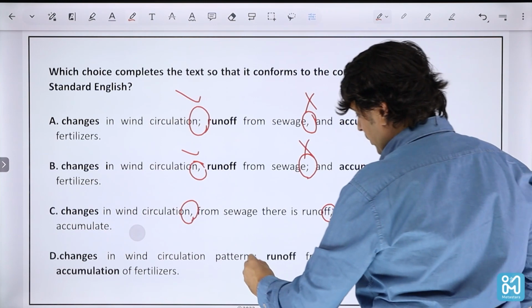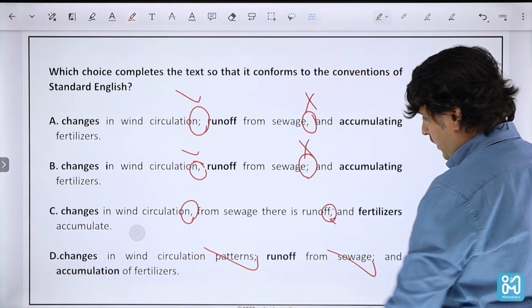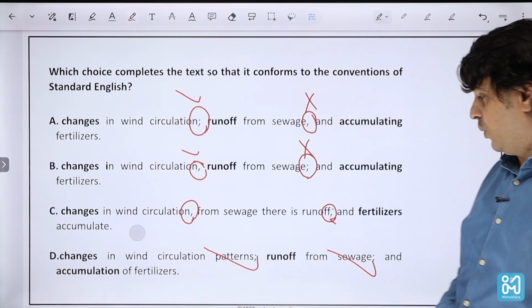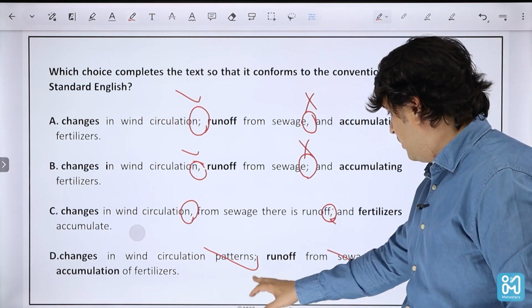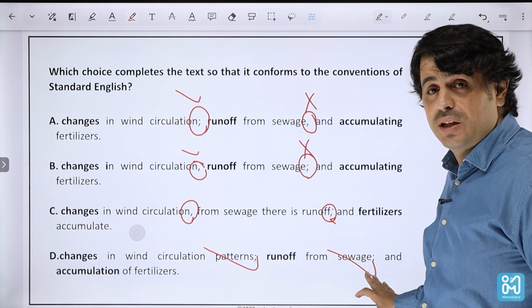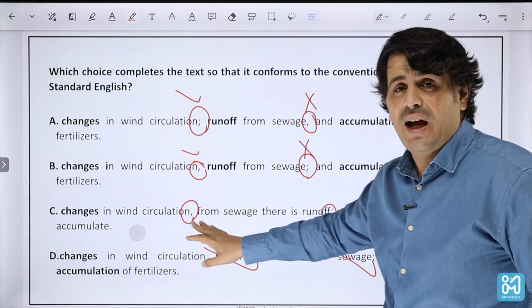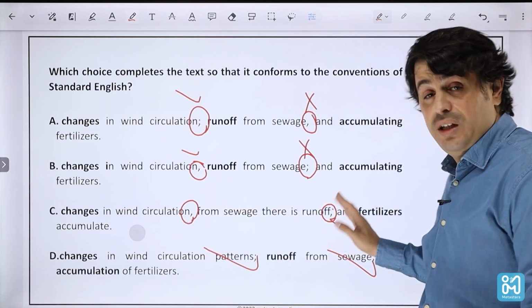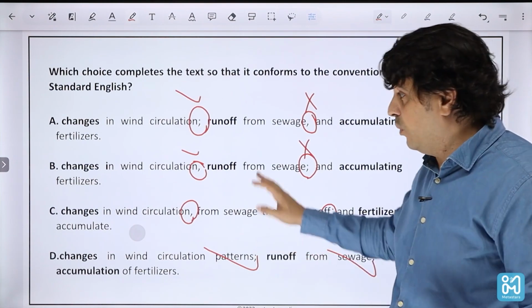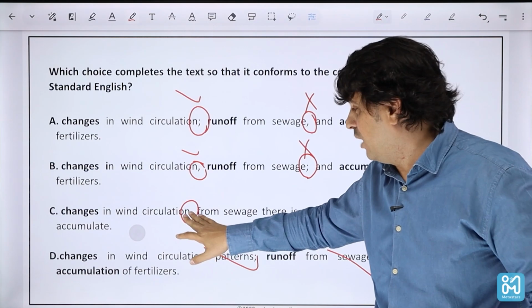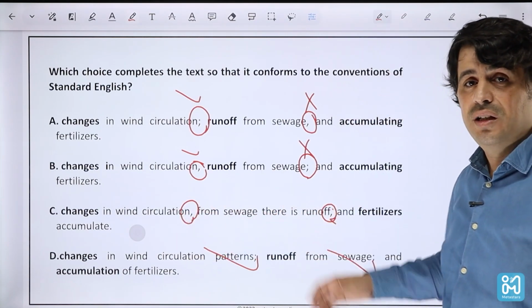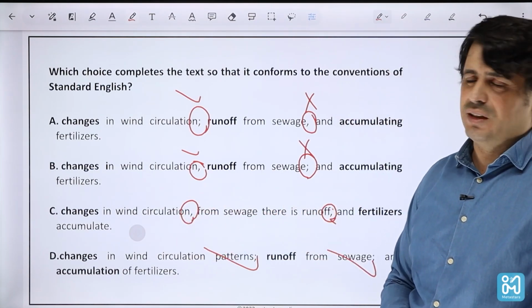So this one can be right, guys. D is the correct one. Why? Because I need to have a semicolon here. I started with a semicolon and I ended up with a semicolon. That's right. But what if I have a comma here and a comma here? It's correct. But if one of the options has, for example, a comma and a semicolon, in this case it does not make sense.